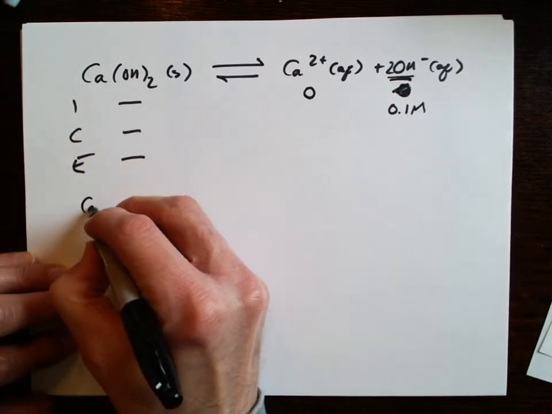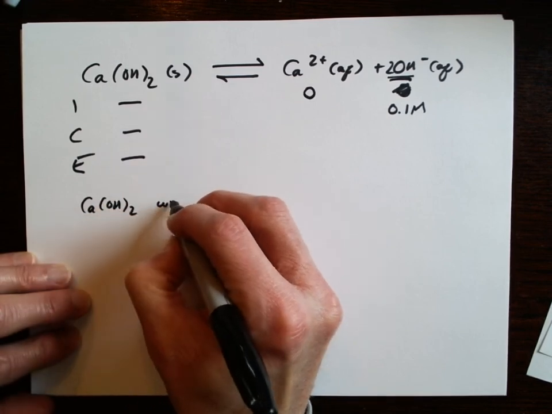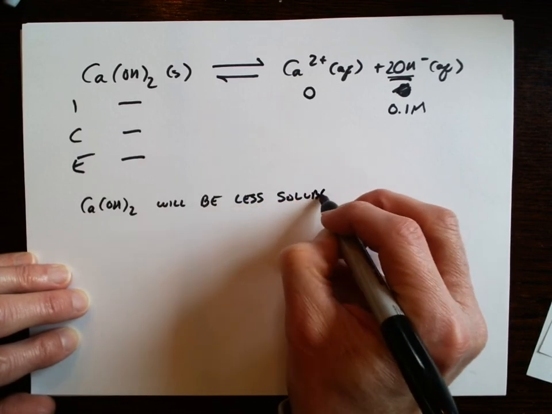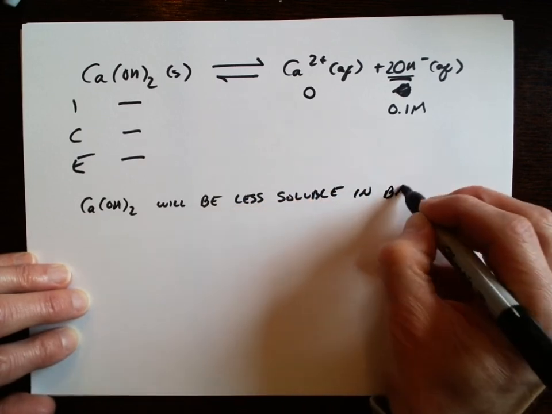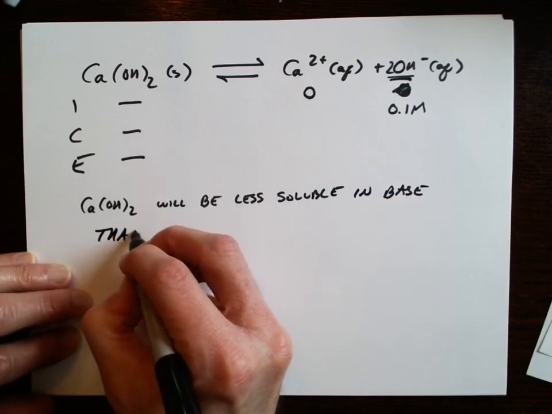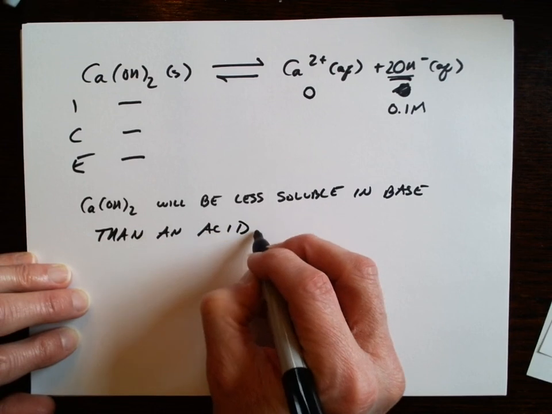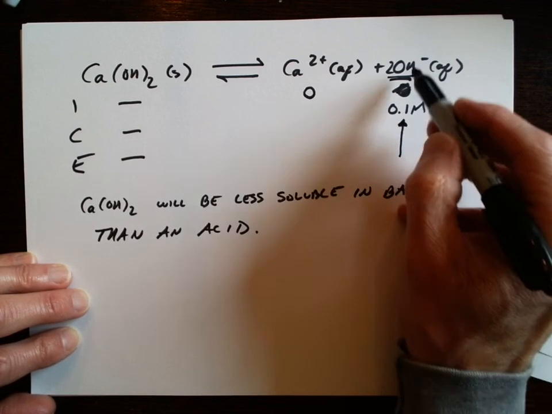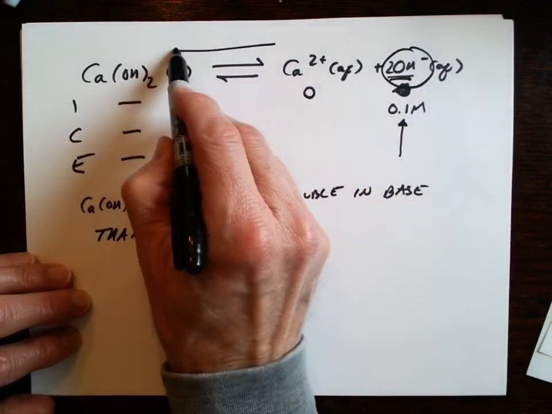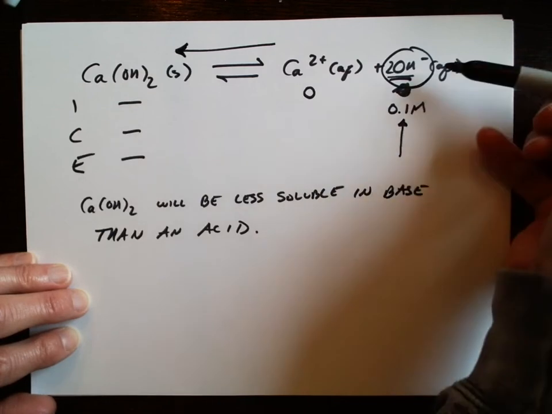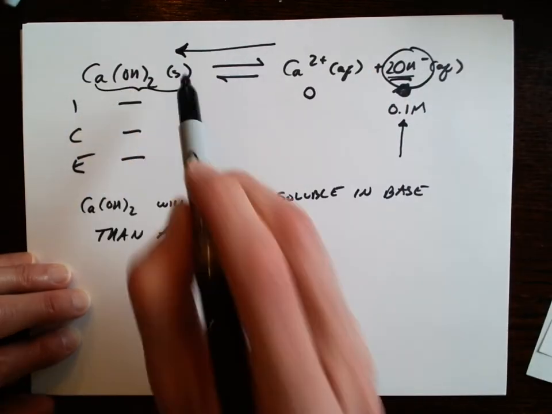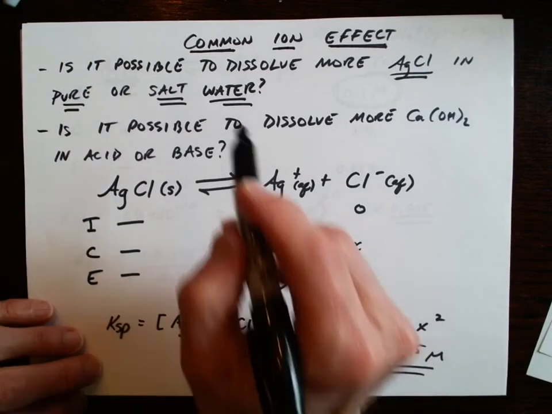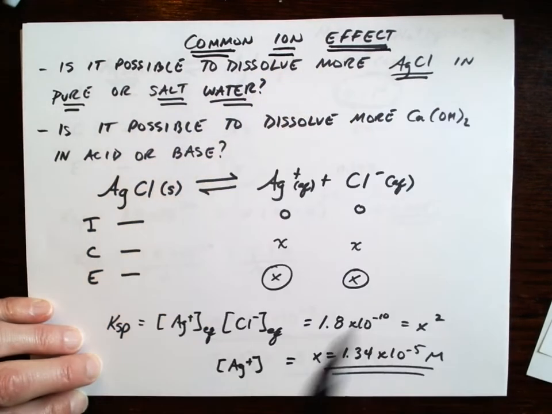So we would guess that calcium hydroxide will be less soluble in a base than an acid. And we can also use the principle of Le Chatelier to predict this as well. If I increase the concentration of hydroxide, that's certainly going to shift this equilibrium in this particular direction, which is away from solubility and towards the solid. Both of these questions exemplify the idea that's important in the common ion effect.